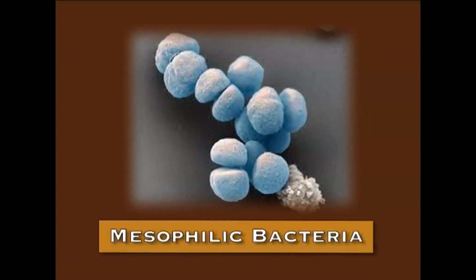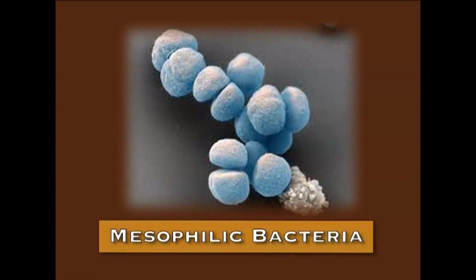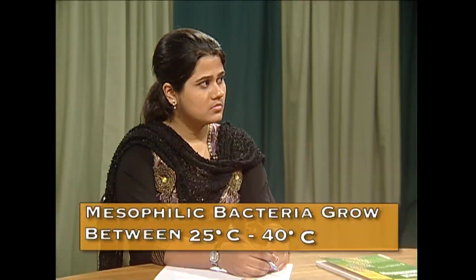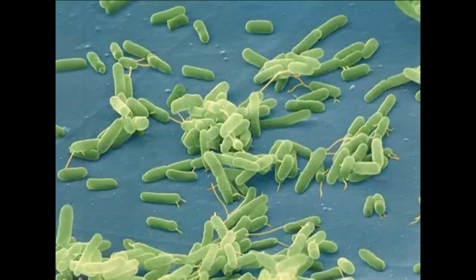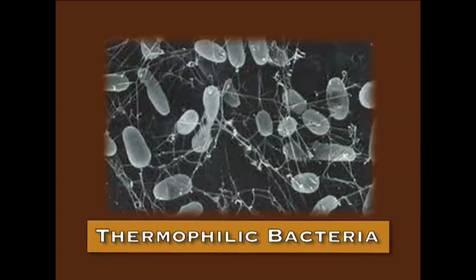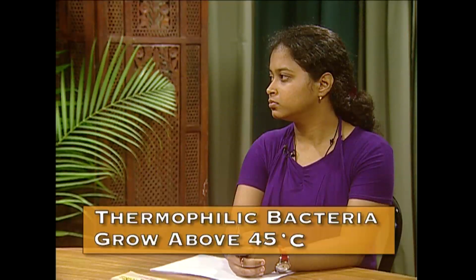Now let us come to mesophiles. These are group of bacteria which grow better at a temperature of 25 to 40 degrees centigrade. Most of the microbes which we grow in our lab are generally mesophiles, and the pathogens which are the causative agent of human beings are generally mesophilic in nature. Thermophiles are those group of bacteria which grow at a temperature of 45 degree and above.